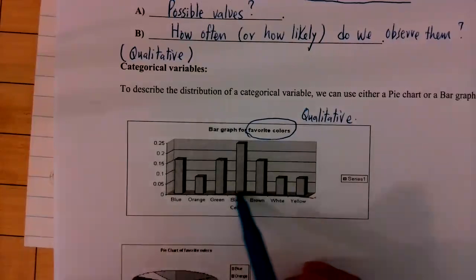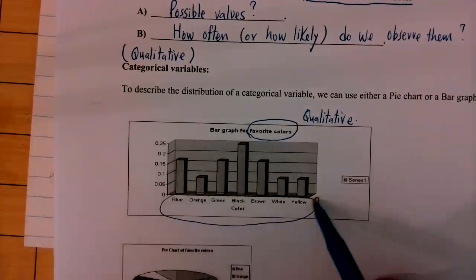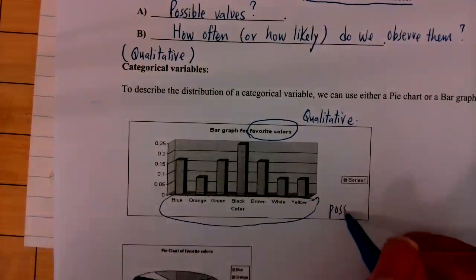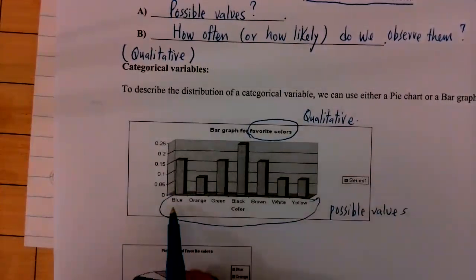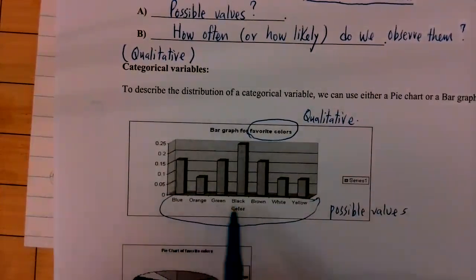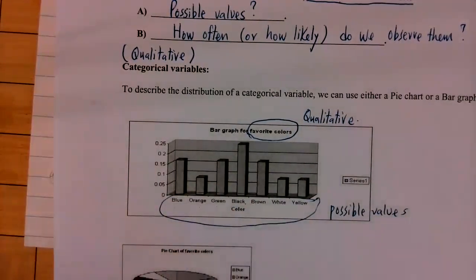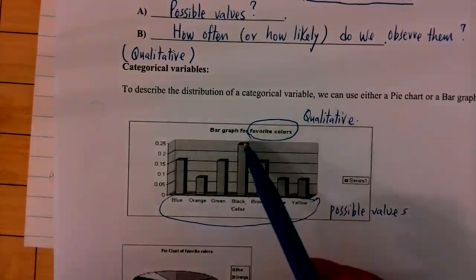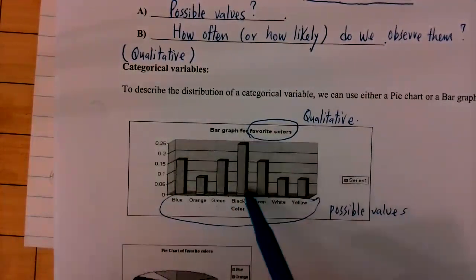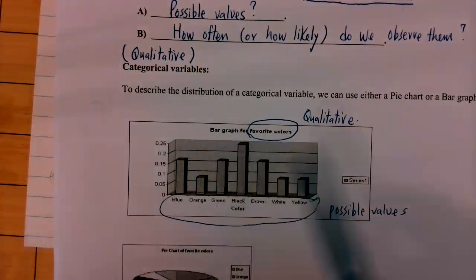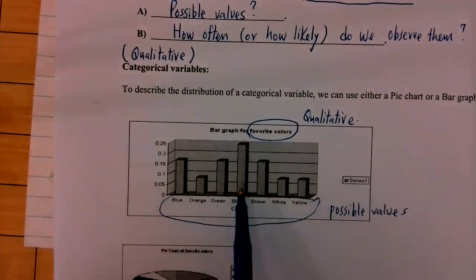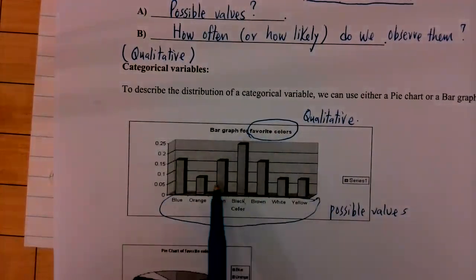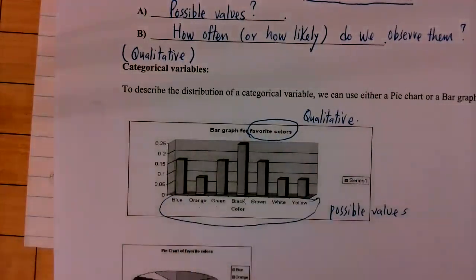First, you need to tell me what are the possible values. And these are the possible values: blue, orange, green, black, brown, white, yellow. And if I ask you which color you're gonna observe more often, you say it's black, because in the picture, the black has the tallest bar. So in this simple picture, not just do I know what are the possible values, I can also see how likely or how often I see them, okay?